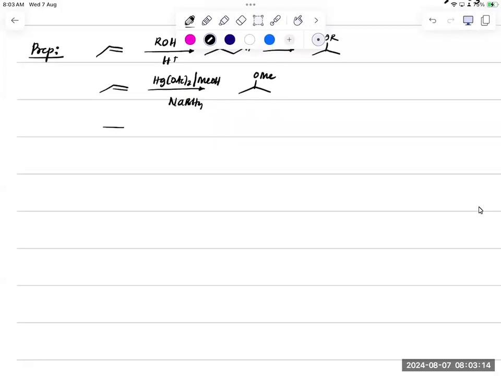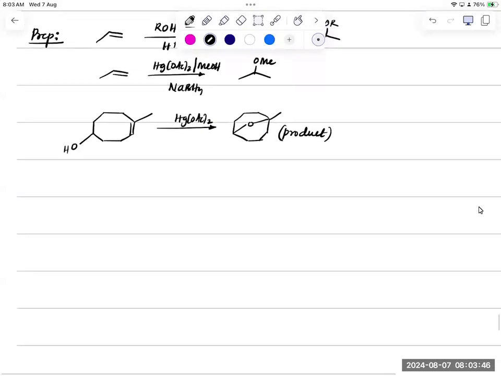The examples typically asked from this area in the exam are like this, where there is a double bond here and there is an OH group here itself, and Hg(OAc)2 was being used. So what would happen here is, first you will get a mercury bridge, and afterwards this oxygen itself will connect here like this. This is the product. So internal attack is favorable in this case.